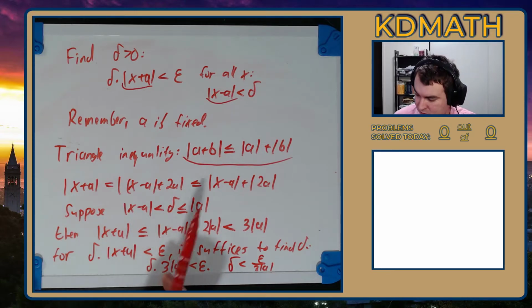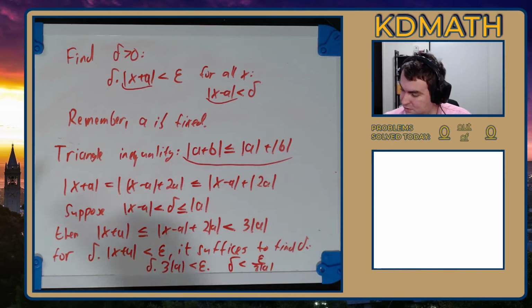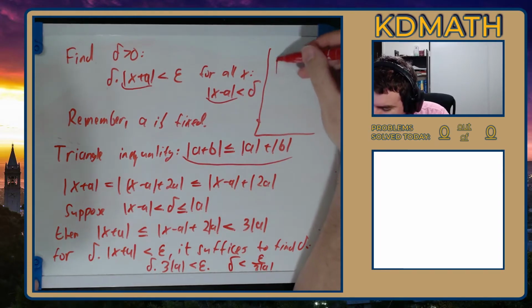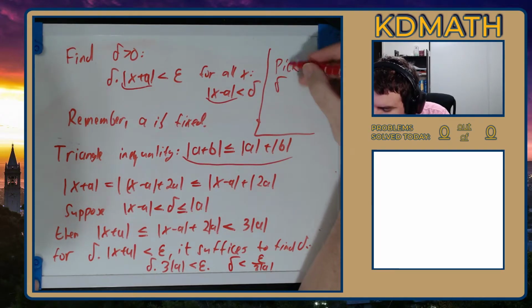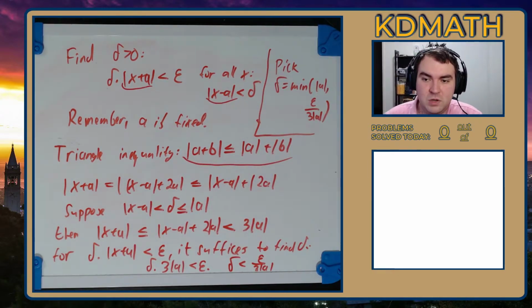Okay, so we want our delta to be less than or equal to the absolute value of a, and we want our delta to be less than epsilon over 3 times the absolute value of a. We have a very nice function that would give us such a delta, and I will write that here so we're on the same page. Pick delta equal to the minimum of the absolute value of a and epsilon over 3 times the absolute value of a. And that delta we have already demonstrated works, and we're done.